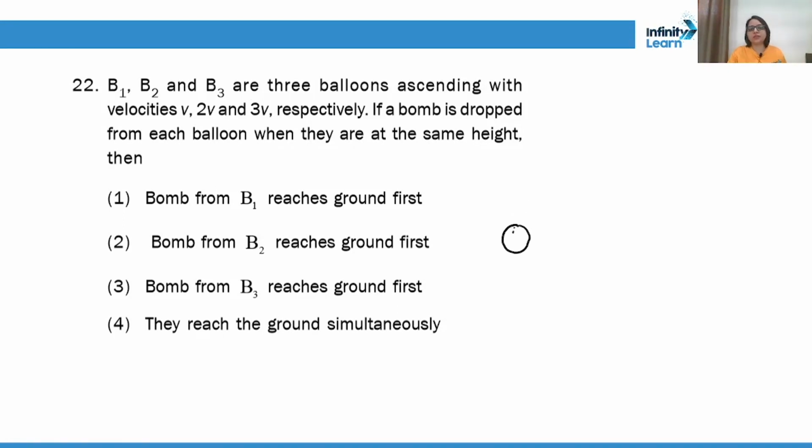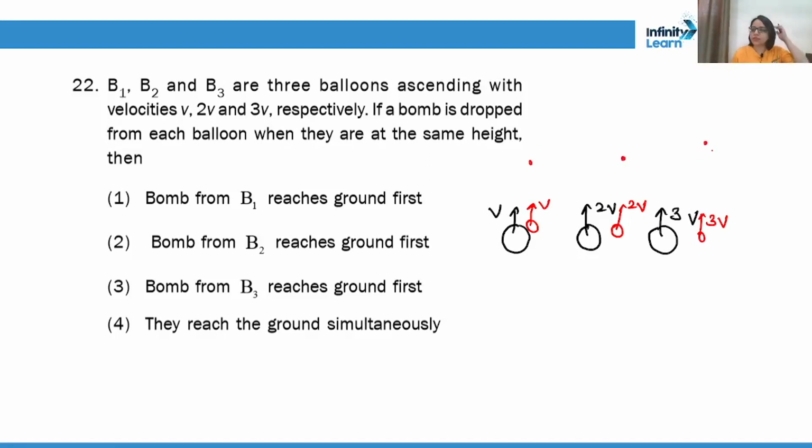So one balloon is with velocity v, the other one is with 2v, and the third one is with velocity 3v. If a bomb is dropped from each balloon when they are at the same height, then which of the following statements is correct? If you drop any object from a moving object, the object will gain the velocity of the moving object. So initially, the bomb's velocity will be v, 2v and 3v in the upward direction.